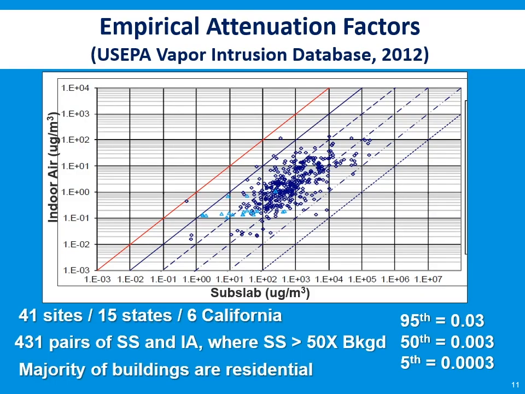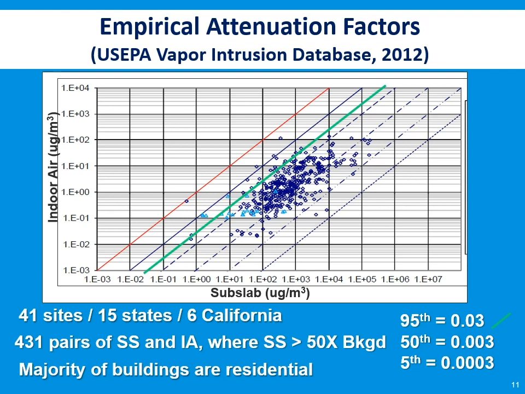This slide depicts the empirical database published by US EPA in 2012 that is the basis for the recommended attenuation factors. Indoor air concentrations are shown on the x-axis, and subslab concentrations on the y-axis. The diagonal lines across the plot depict various attenuation factors, with a 1-to-1 ratio shown by the red line, a 1/10 attenuation factor shown by the solid blue line to the right, and an additional order of magnitude reduction for each blue line. The database was developed based on 41 sites in 15 states, 6 of which are in California. It includes 431 pairs of subslab and indoor air data, where the subslab concentration was more than 50 times background concentrations. The majority of the buildings in the database are residential.